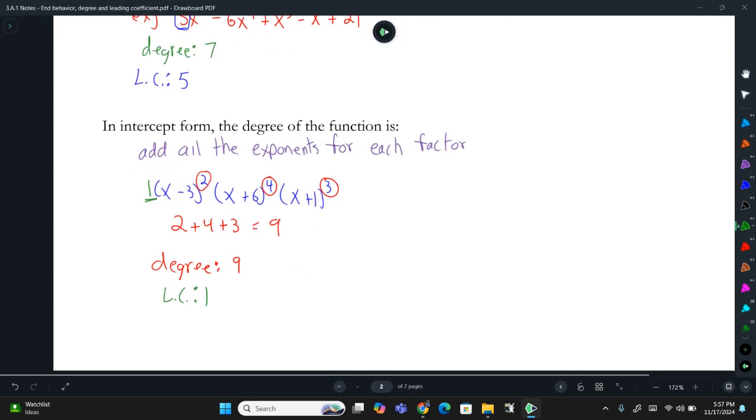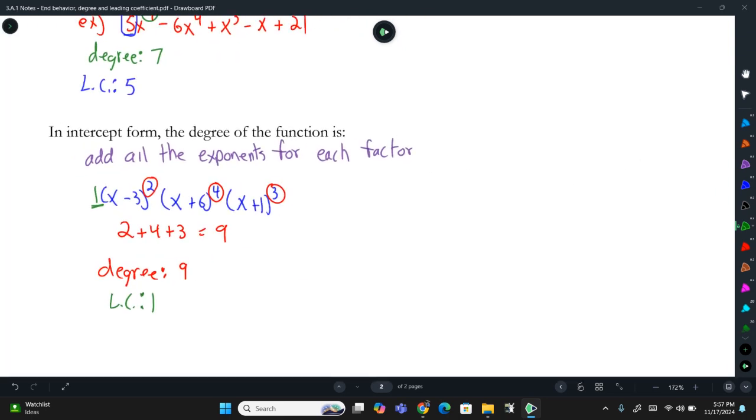So you really have to understand whether you are in intercept form or in standard form, because the method is completely different for finding the degree.